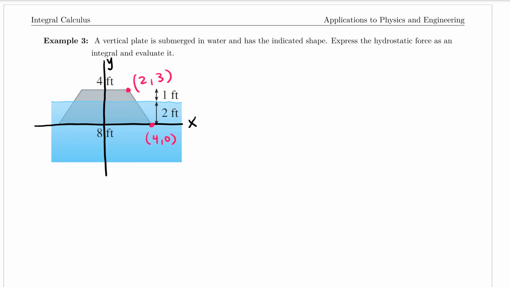And just like in the previous example, I'm going to need to find the equation of this line segment so that when I have a cross-section, I am able to find the length of that cross-section. And the thickness of this is delta y. And I know that this point here is an ordered pair x, y. So from here to here, this is y. And I can see that from the surface of the water to the bottom of the plate, that distance is 2. So the depth of my cross-section is 2 minus y.